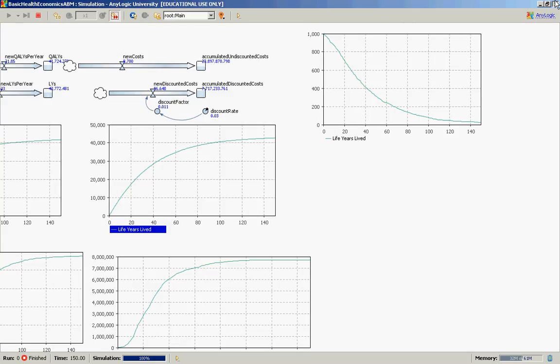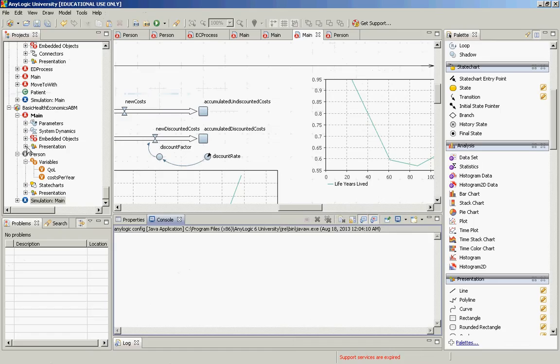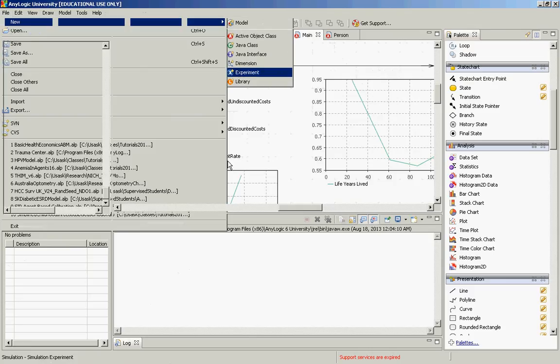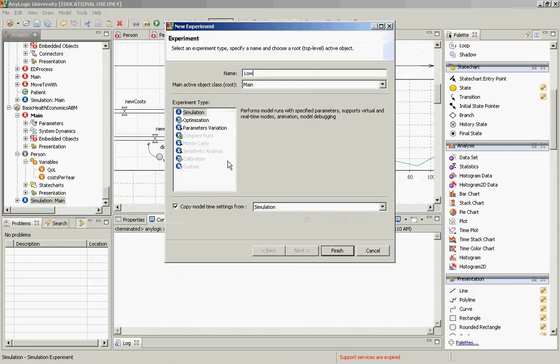Now I could go into creating different scenarios. For example, with a lower discount rate. This would be a very straightforward thing to do. So we go and we add an experiment, call it low discount, low discounting, and we're going to add it in.